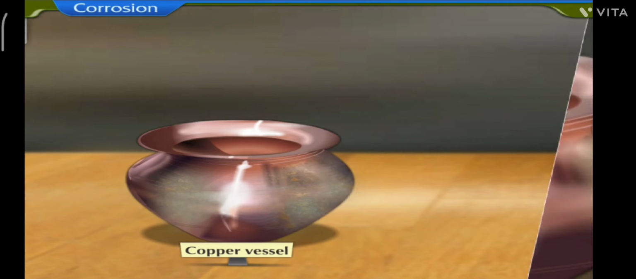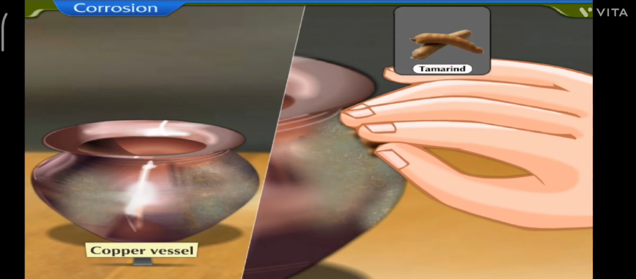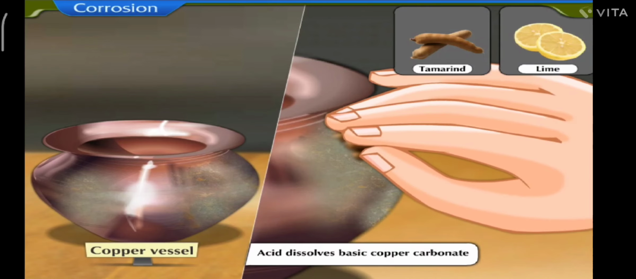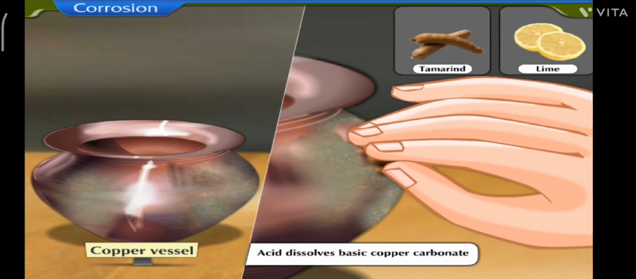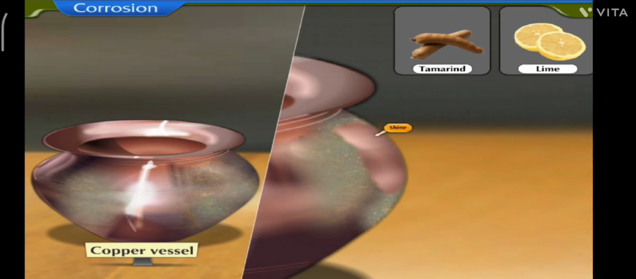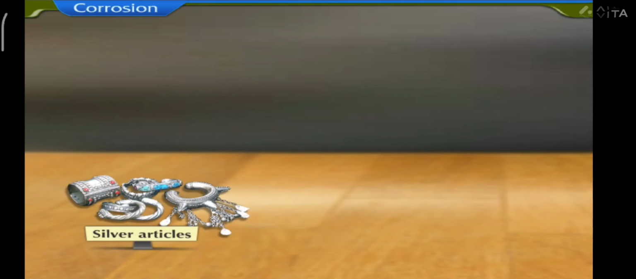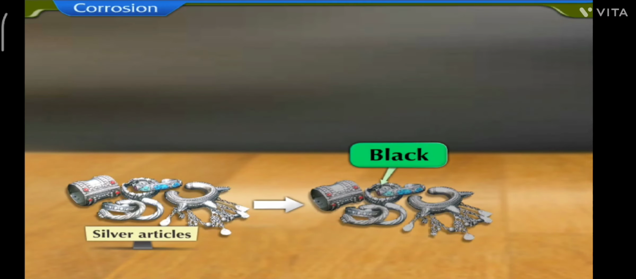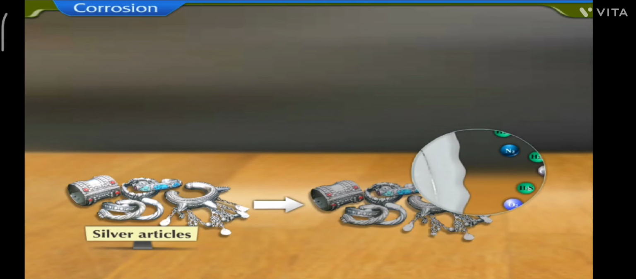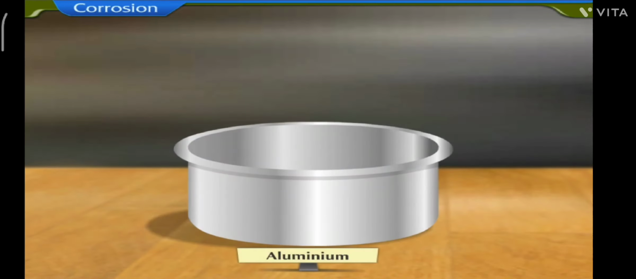When such corroded copper vessels are rubbed with substances like tamarind or lime, the acid present in them dissolves the green-colored basic copper carbonate. This makes the copper vessel regain its shine. When silver articles are exposed to air, they lose their shine and become black. This is because silver reacts with the compounds of sulfur, such as hydrogen sulfide, and forms a black coat of silver sulfide. Aluminium metal begins to corrode quickly when it comes in contact with moist air.